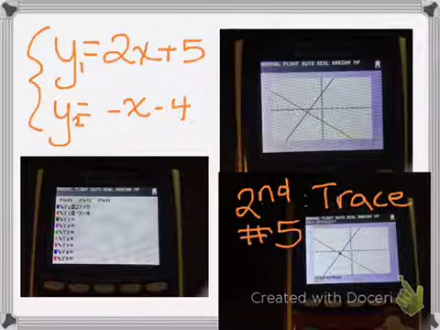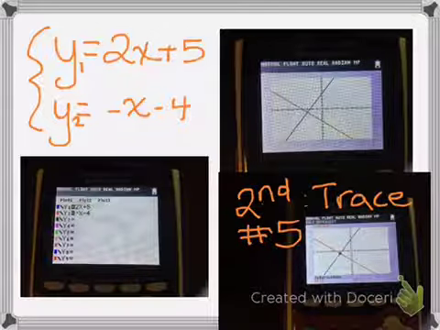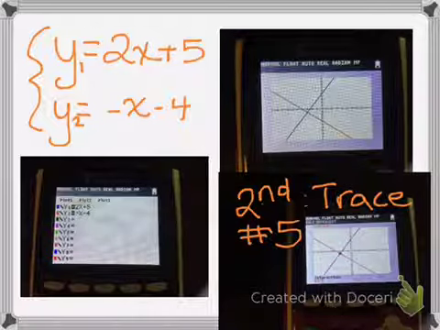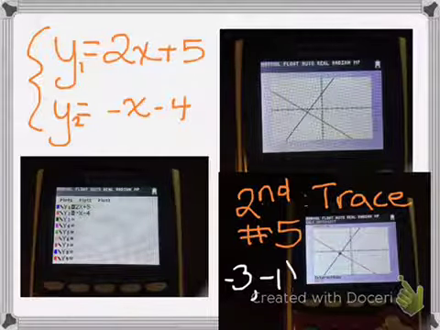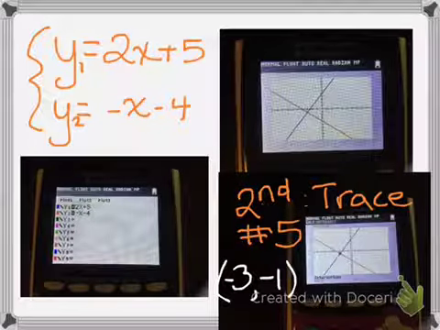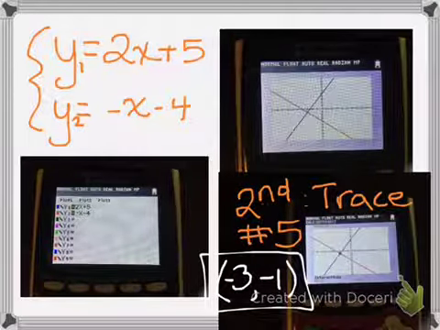Your answer for this is a point, because two lines intersect at one place. So you need to represent it as a coordinate pair. You need to write your final answer as -3, -1, and you're going to put parentheses in because it's a coordinate pair. So that's your final answer.